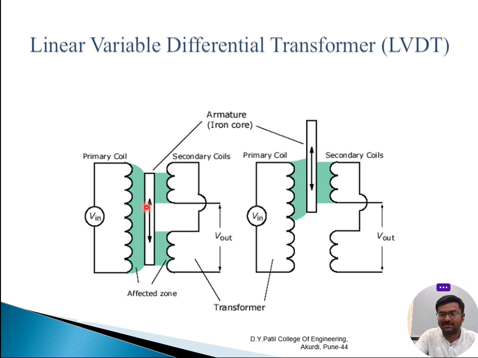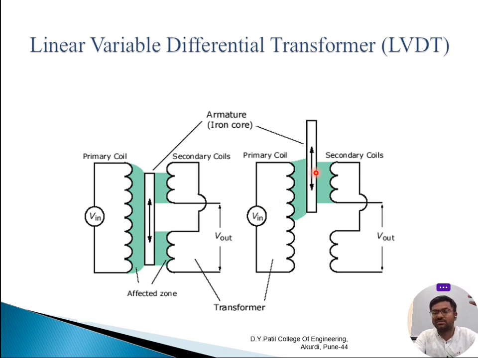Whenever the core is exactly at the center, the signal is coming through the primary winding. This core is allowing some part of the primary winding to be coupled with the secondary winding, and it will give you a mutual induction at the secondary winding. Here also some part of the primary is coming to the secondary winding, and mutual induction is happening. This voltage is available, this voltage is also available, and you will take the difference between these two voltages as the final output voltage. This is how the core works whenever it is at the center.